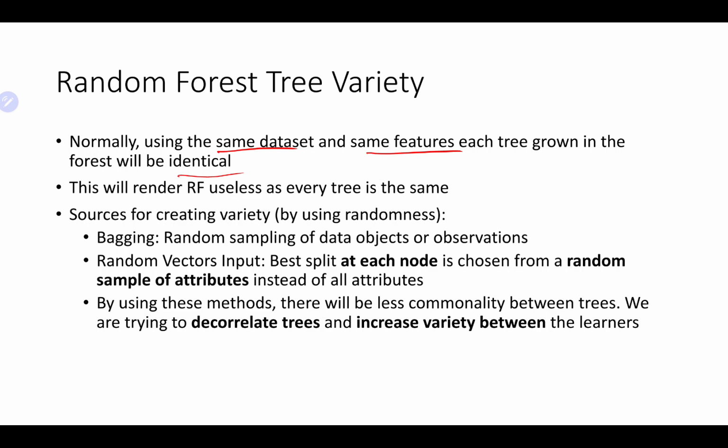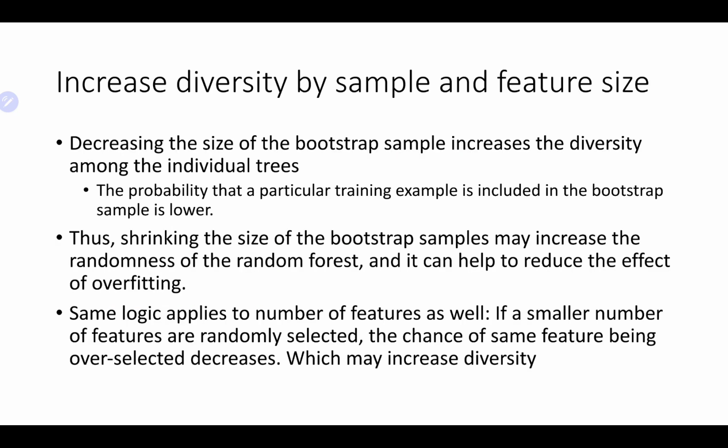Some ideas that we are applying in random forest are bagging, so randomly subsampling the data, and also random vector input. That means at each node we randomly select some of the attributes. Here the main goal is to decorrelate trees and increase variety between the learners. But can we increase this diversity even more? Can we do that? One way is decreasing the size of the bootstrap sample.